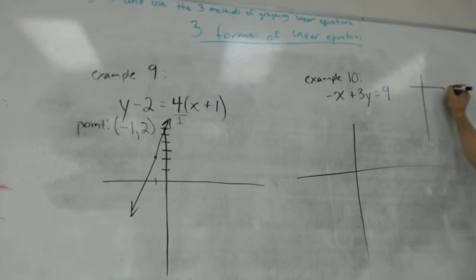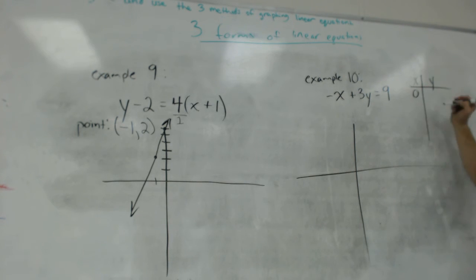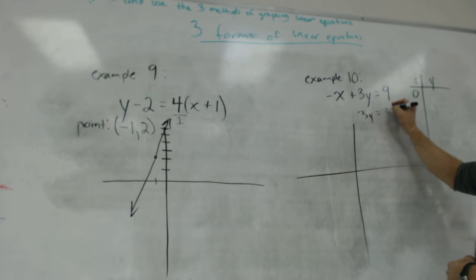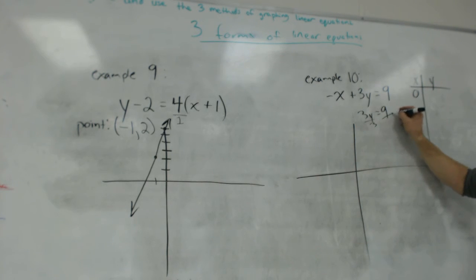What method am I going to use to graph this? I'm going to use a t-chart, but how am I going to use a t-chart for standard form? I'm going to choose something for x. What should I choose for x? 0. So if x is 0, then I have 3y equals 9. What is y? Divide both sides by 3. y is 3.